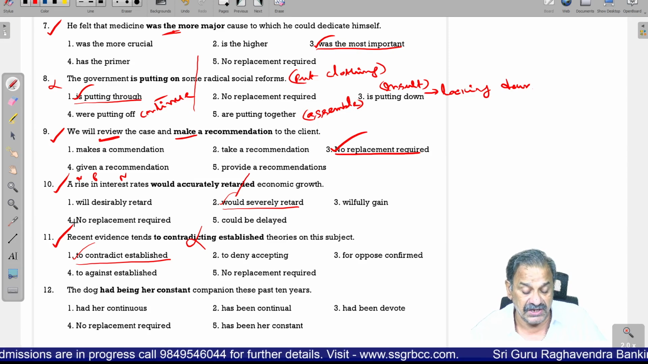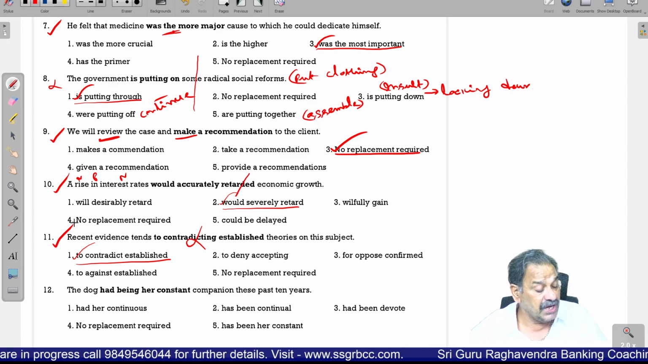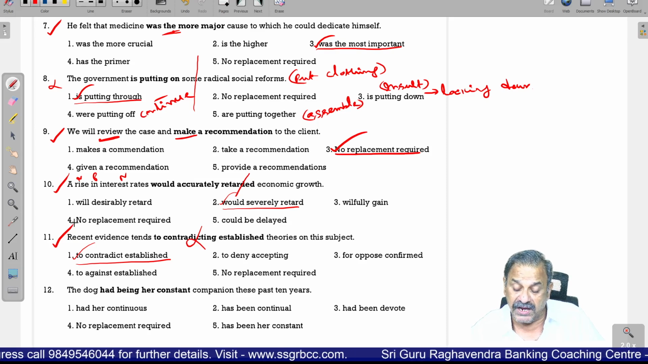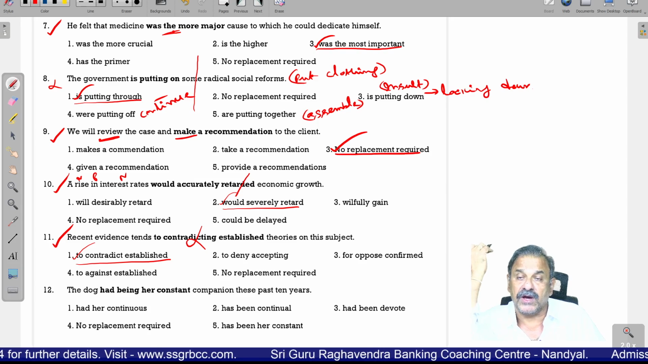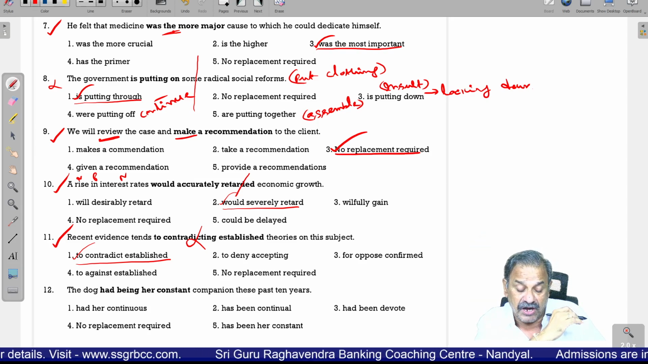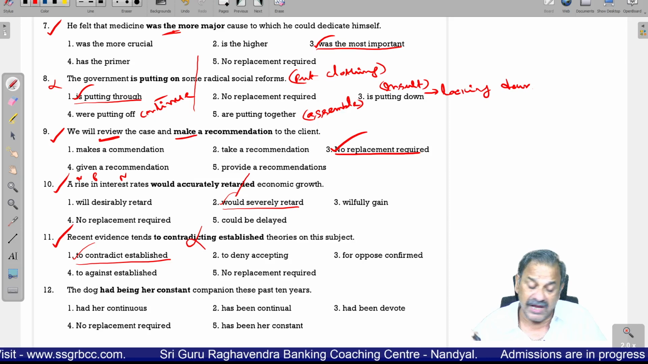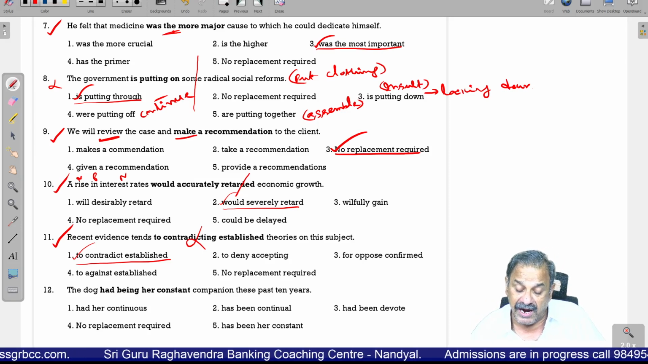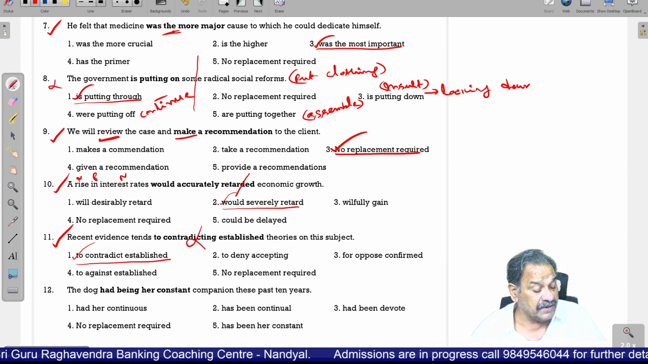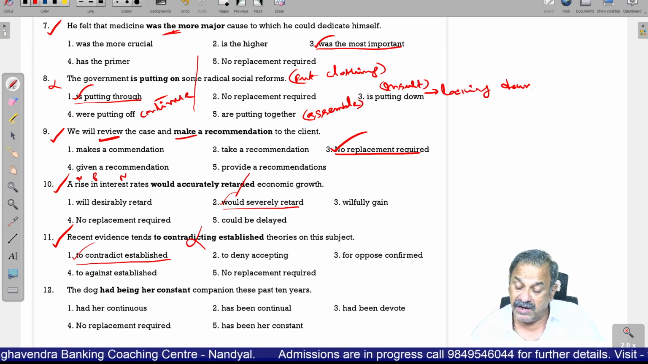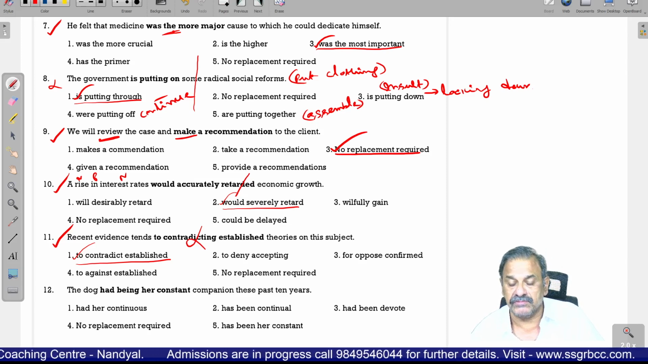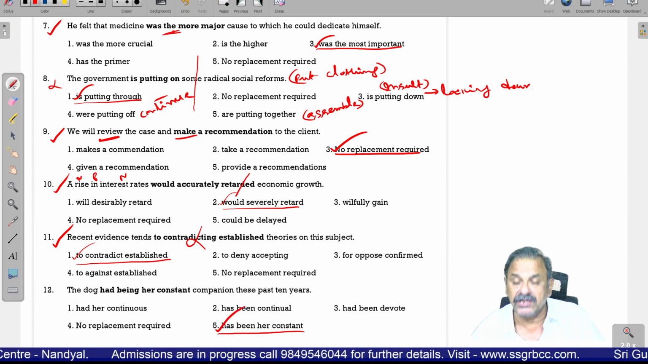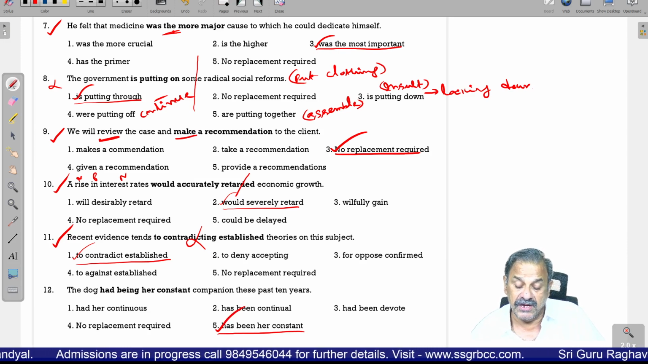It is very easy. The dog had been a constant companion these past 10 years. These past 10 years is related to the past. You have to use had been or has been. Has been a constant companion these past years is correct.